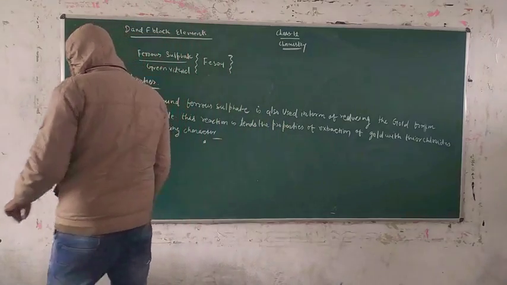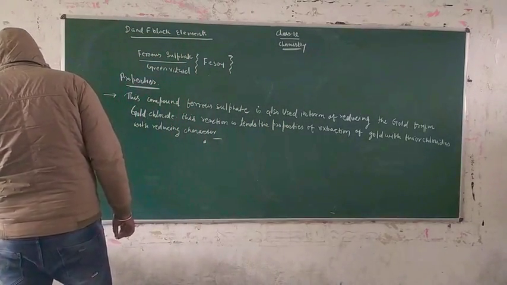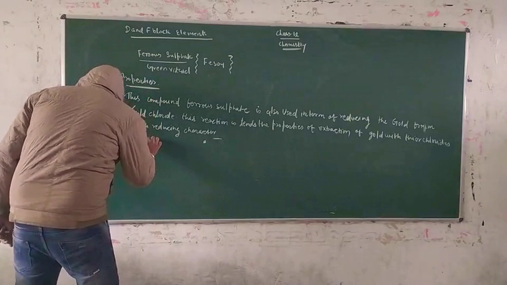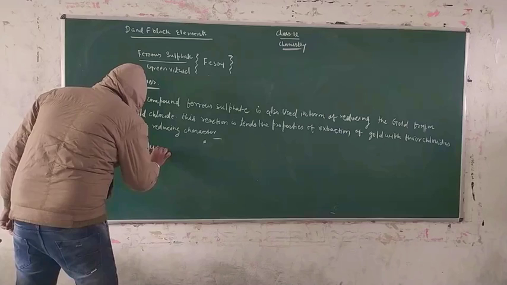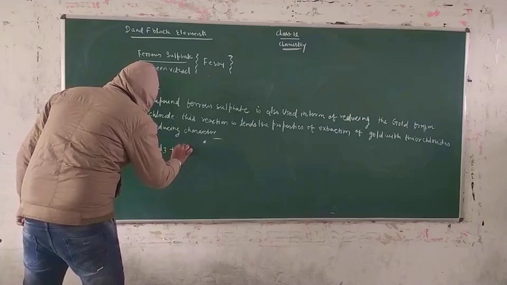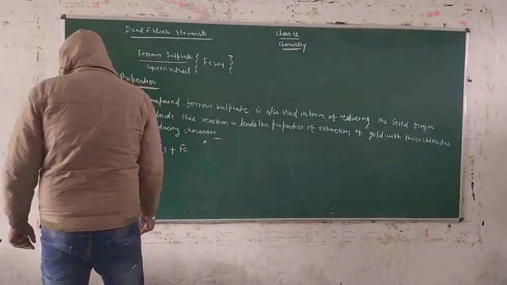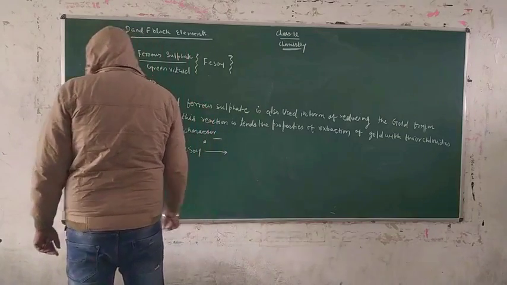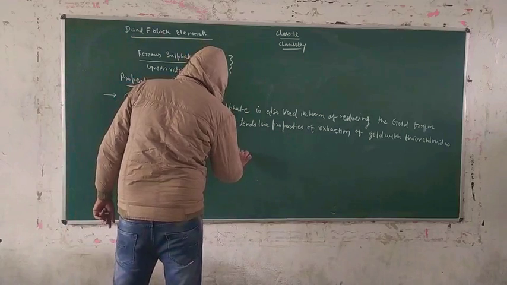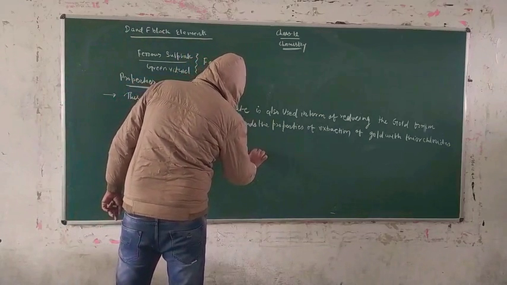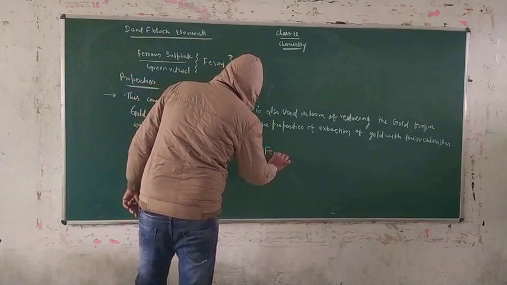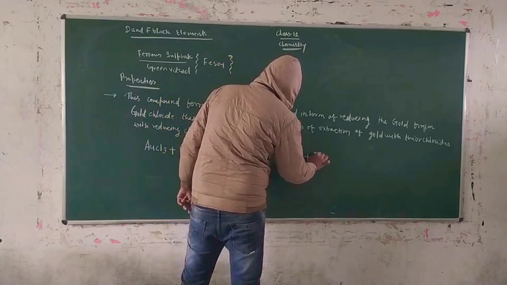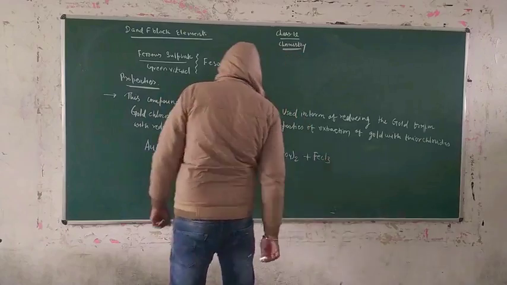That means for this reaction you have to write the reaction here. This is AuCl3 combined with FeSO4. As a result, you can see Au plus Fe2(SO4)3 plus FeCl3.